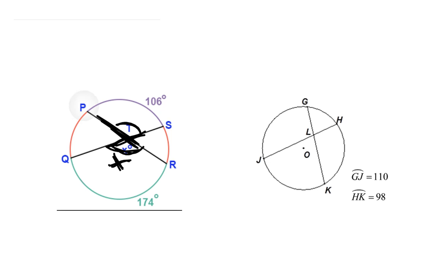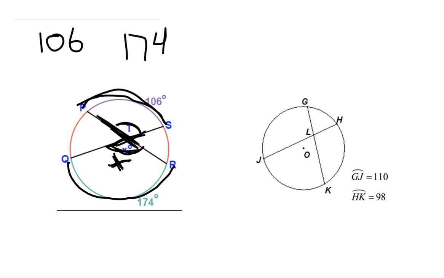What I can do then is take this intercepted arc, which is 106, and this intercepted arc, which is 174, and add those two together, divide them in half, or take the average of them, and that'll tell me both the angle of my x's here. So 106 plus 174 would give me 280. Half of 280 tells me that both of these angles are 140 degrees.